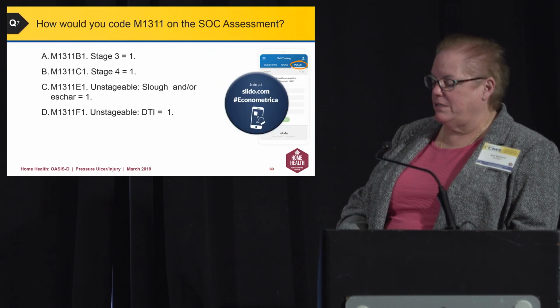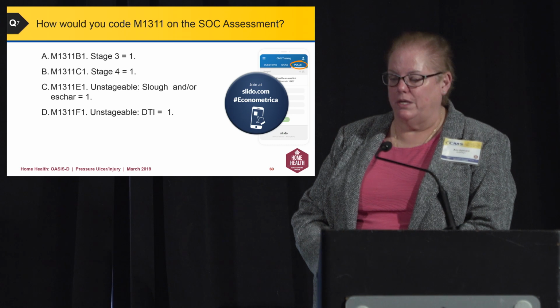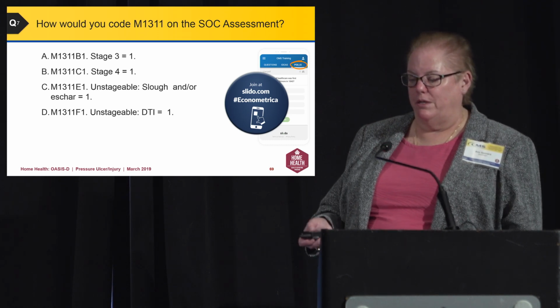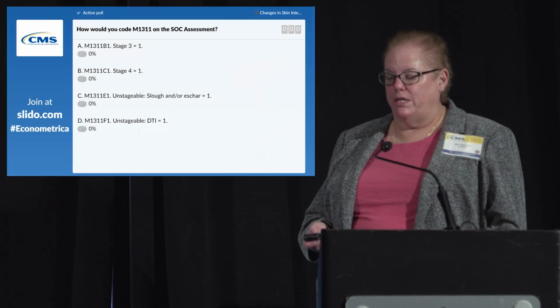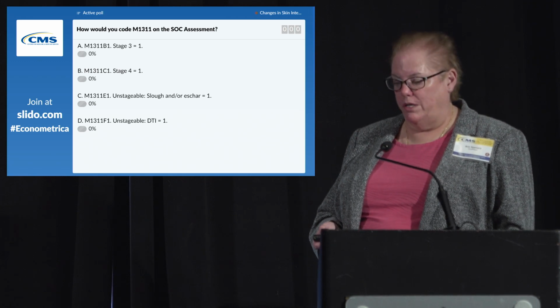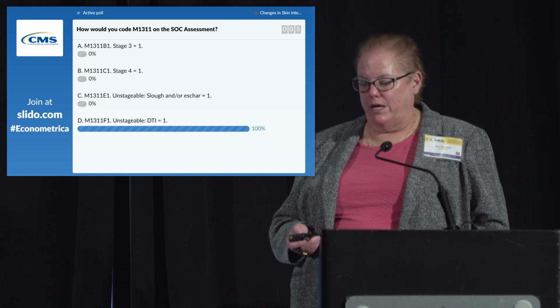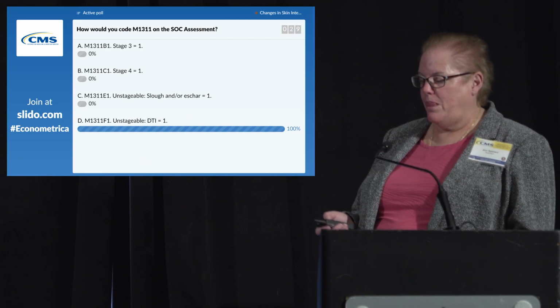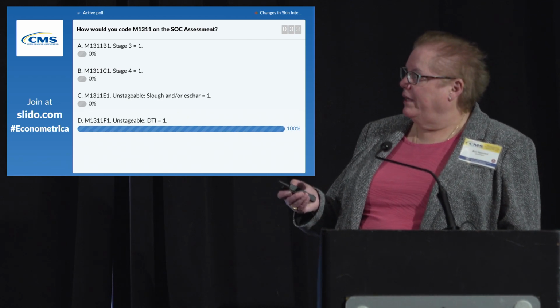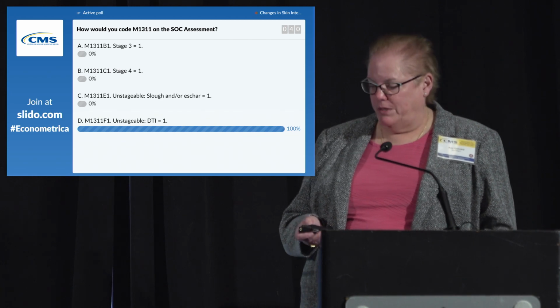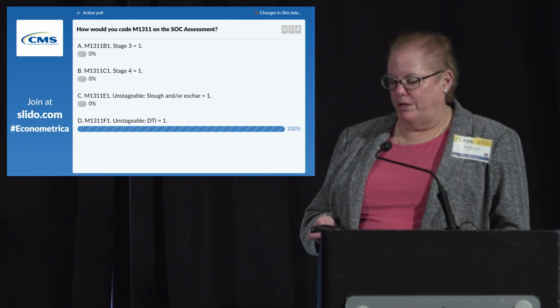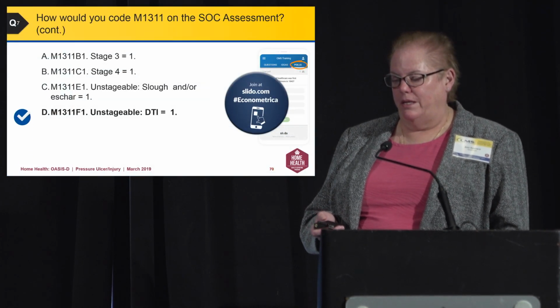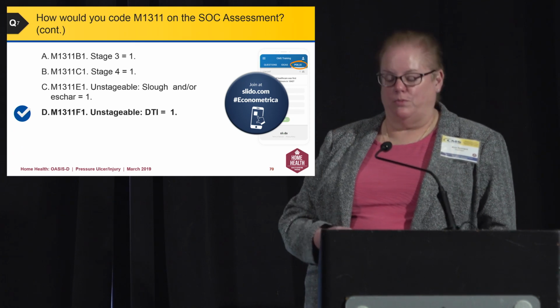So let's look at this. How would we code this? How would you code the SOC assessment? Would you have a stage 3 as a 1, stage 4 as a 1, unstageable slough or eschar, or unstageable DTI? Okay, so let's see what the answer is here. The majority of people, actually everyone, says it's a DTI. And that is exactly it, unstageable DTI.